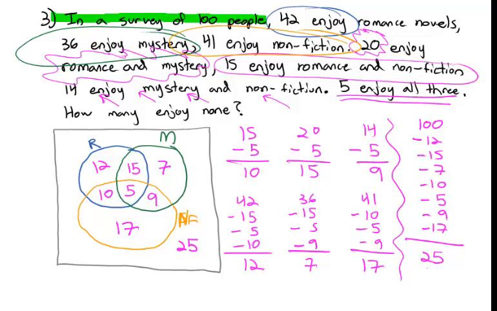25 outside. How many enjoy all three? 25. I'm sorry. How many enjoy none of these? 25 enjoy none of these categories. And so that's kind of the idea behind these Venn diagrams. We draw overlapping circles and kind of work from the inside out to determine how many are in each group.